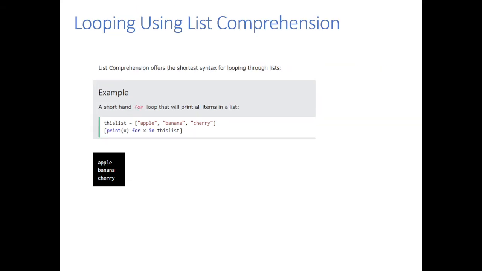Looping using list comprehension. List comprehension offers the shortest syntax for looping through lists. The shorthand for loop that will print all items in the list is this: this is the list, and then in square brackets, print x for x in this list. That will print apple, banana, and cherry. We'll be learning more of these loops in next lessons, but for now, this is how we loop through a list.